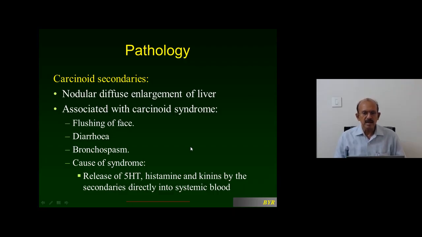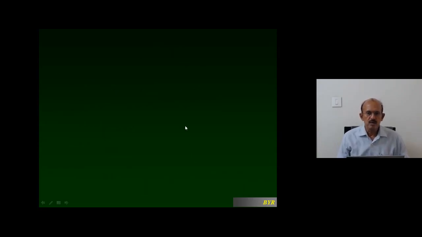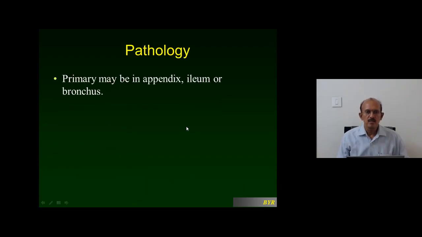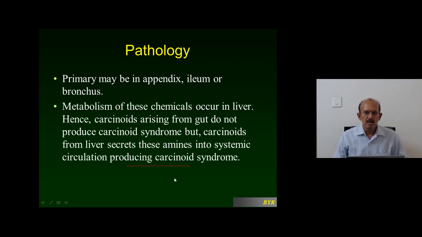In case of ileal carcinoid and appendicular carcinoid, all their secretions go into the portal vein, so they are not communicating with the systemic circulation. So portal circulation will go into the liver. Liver detoxifies them. That is why the patients do not manifest with this syndrome. Primary may be in the appendix, ileum, or bronchus. Metabolism of these chemicals occurs in the liver. Hence, carcinoids arising from gut do not produce carcinoid syndrome. But carcinoids from liver secondaries secrete these amines into systemic circulation and produce carcinoid syndrome.